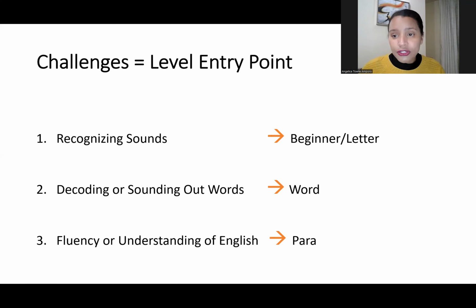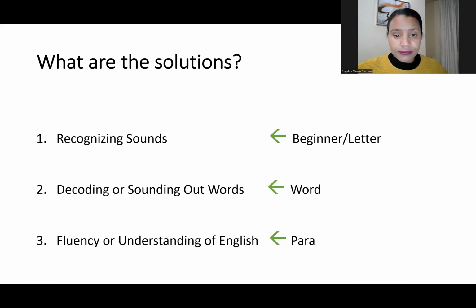You're not quick enough in your reading. You don't know enough words to be able to read a whole story. So the solutions are exactly corresponding to those challenges. Beginner and letter level children need to focus on letter sounds and learning them. Word level children need to focus on sounding out words and being able to read more and more complicated words. And paragraph level children need to have a greater vocabulary and fluency in English so that they can move up to reading stories.